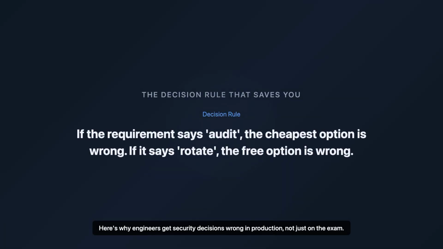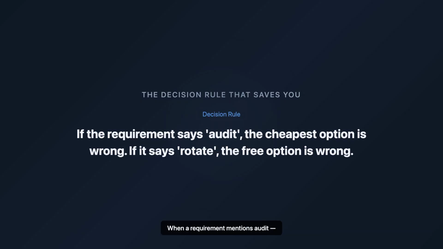Here's why engineers get security decisions wrong in production, not just on the exam. Cheaper sounding options often look right at first glance, until a compliance review or a credential leak proves otherwise. So learn this decision rule and you'll save yourself in both worlds.